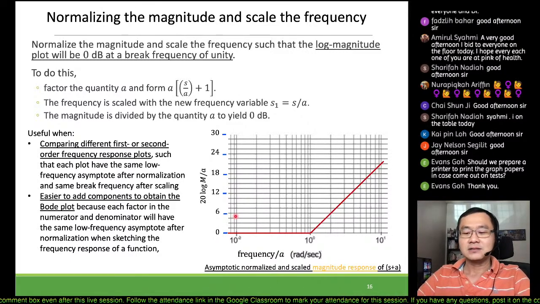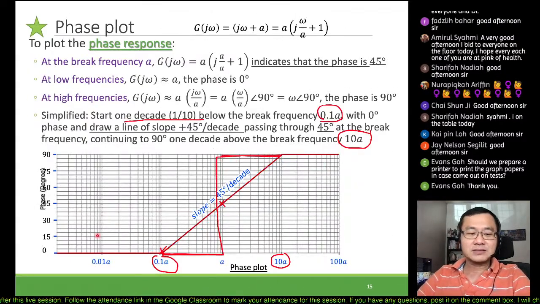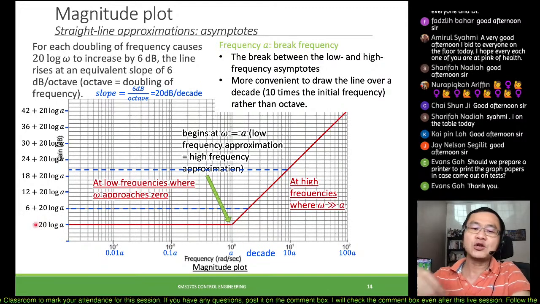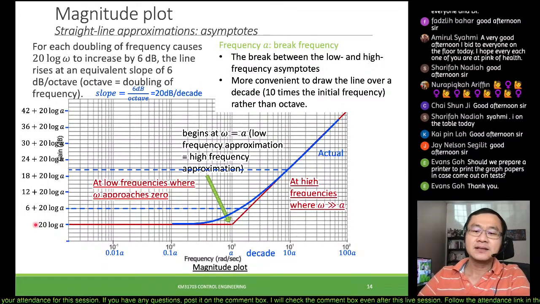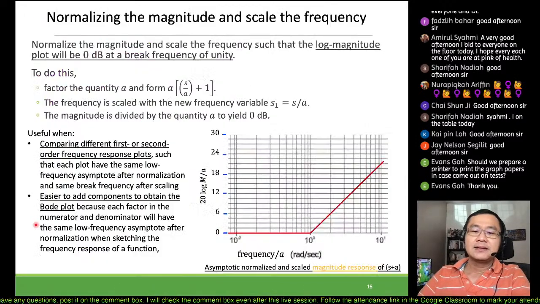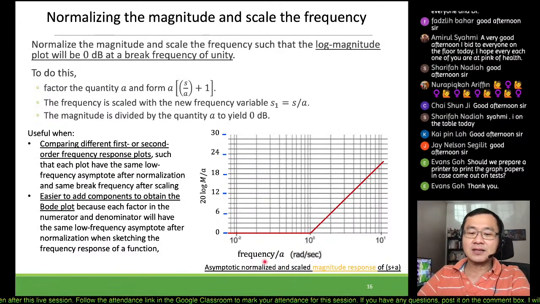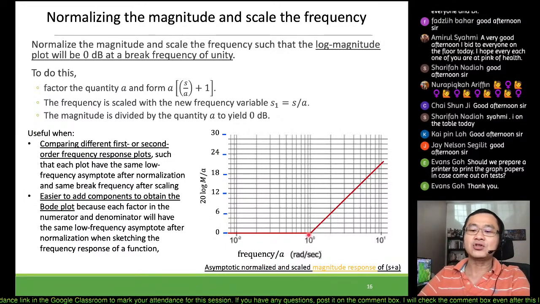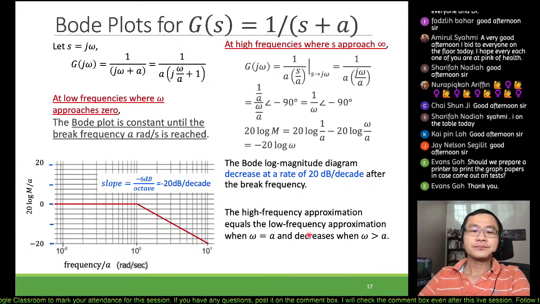So now from the previous curve, which may start over here, when we normalize it, then our starting point will now start from 0, right? So this is an asymptotic, normalized, and also scaled magnitude response, okay.